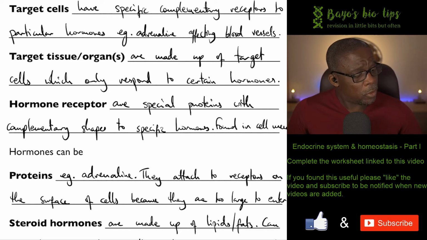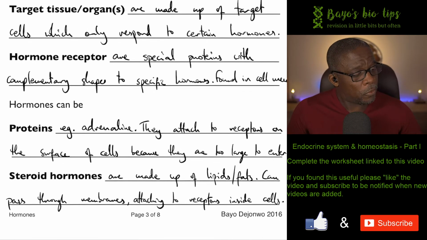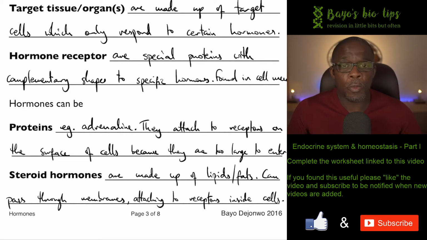So next, let's talk about the main types of hormones. There are two main types of hormone. First, you've got proteins, so protein-based hormones. An example is adrenaline. Now with protein-based hormones, because they're quite large molecules that can't pass through the membrane very easily, they bind to receptors on the surface of target cells and bring about a response within the cells.